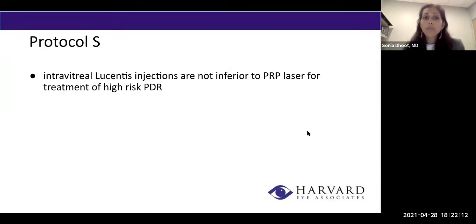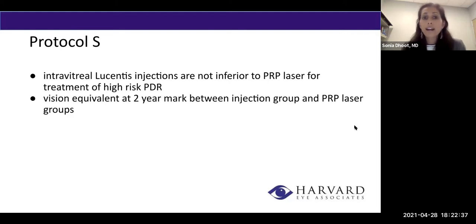So there's been a lot of hype recently about this study that came out called Protocol S. And they said, hey, listen, instead of lasering all of these patients and you're causing peripheral vision damage, why don't we just inject them with medicines every single month? Yes, the injections wear off, but we can just keep giving them every single month or every 2 months or every 3 months. And that way we don't have to laser and destroy the peripheral retina. And they did a study that said that the vision is equivalent in groups if they get injections every month versus PRP laser.